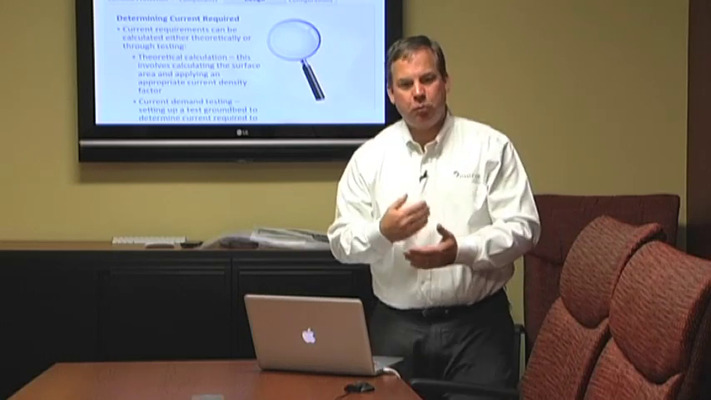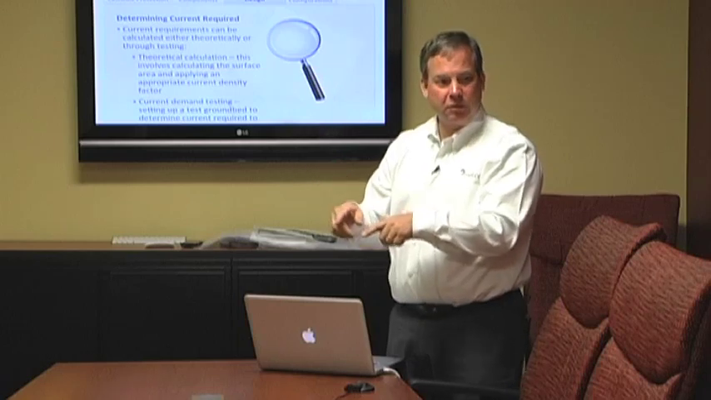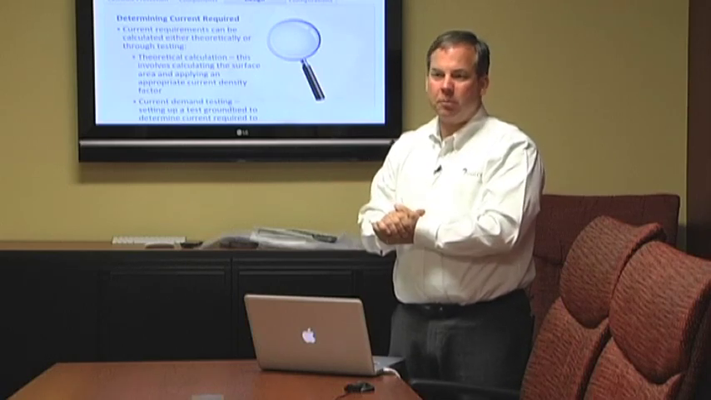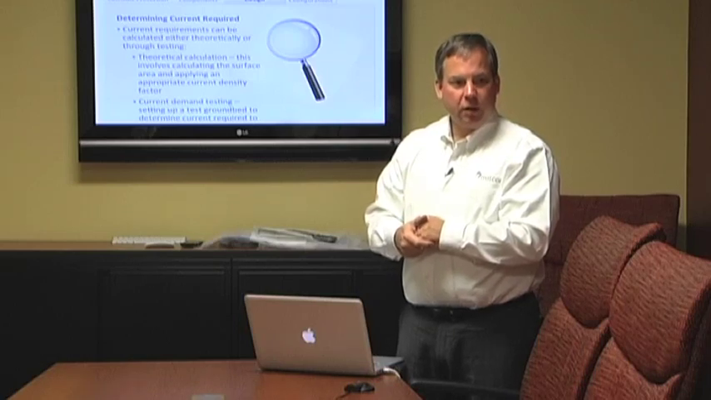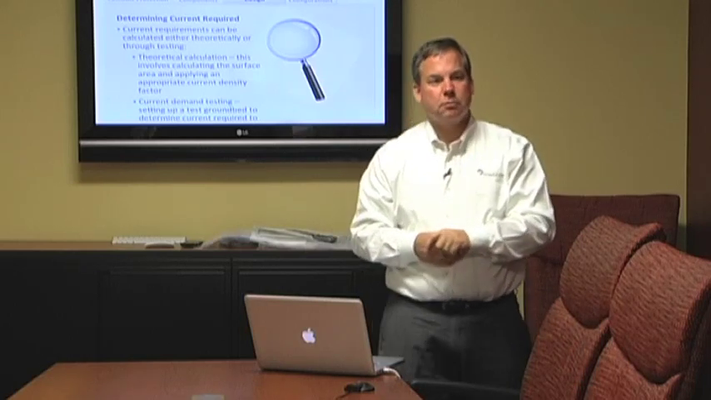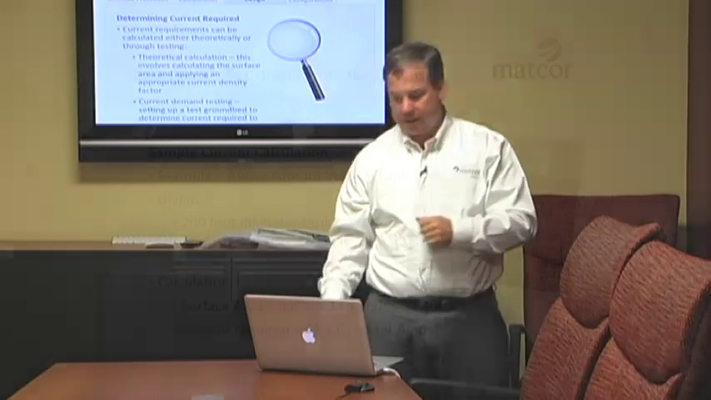We know that if we put so much current per square foot of surface area onto a carbon steel structure, we're going to get enough polarization. Is it the surface area of the structure you're trying to protect? The surface area of the structure is the biggest issue. Yes, of what we're trying to protect.